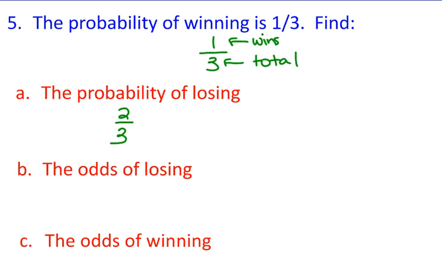The odds of losing would be 2 chances to lose. How many chances do I have of winning? 1. So I have 2 options for losing and 1 chance for winning. So it's a 2 to 1 odds, which then means the odds of winning is 1 to 2. So that's a different way than they gave me the probability first.